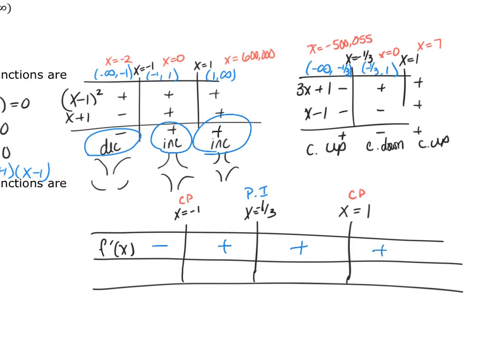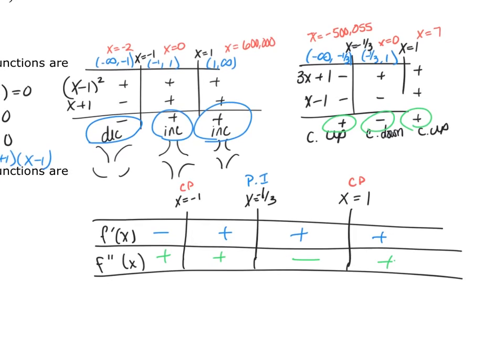Let's take a look at the second derivative, f double prime of x. In the interval between -infinity and -1/3, in that region I just highlighted with green, it was positive, so this and this are both positive. Between -1/3 and 1, it was negative. And then from 1 to infinity, it's positive.